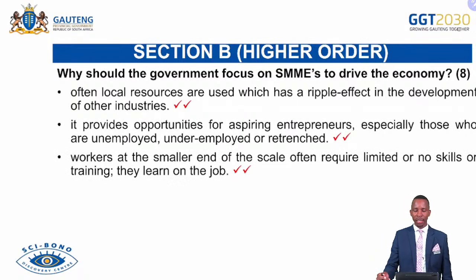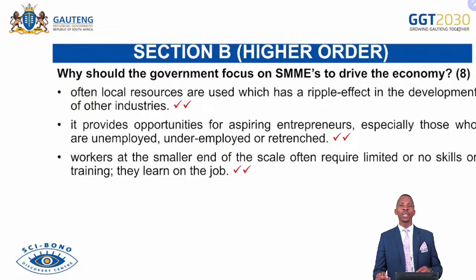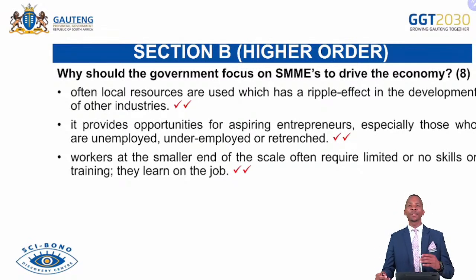Workers at the smaller end of the scale often require limited or no skills or training. They learn on the job. Under SMMEs, they don't mainly focus on skills owned by an individual and experience. People learn throughout the job.